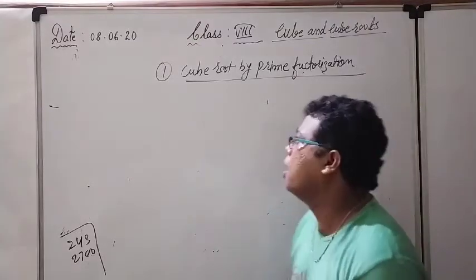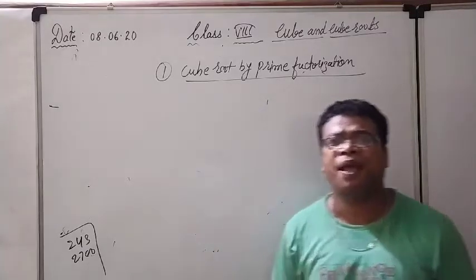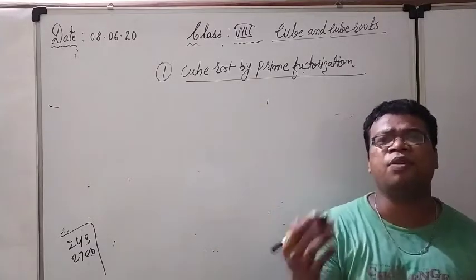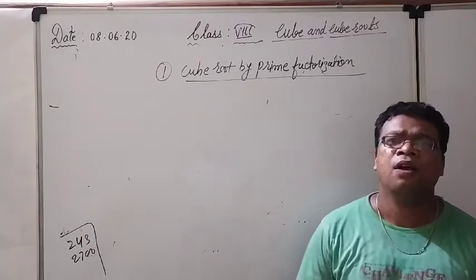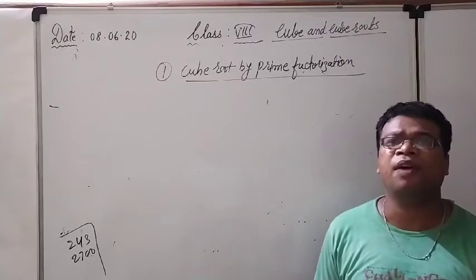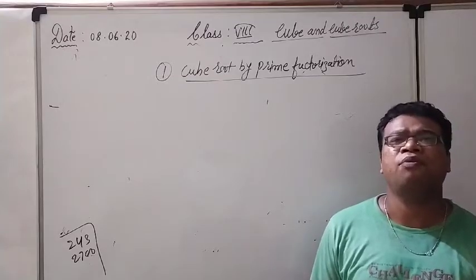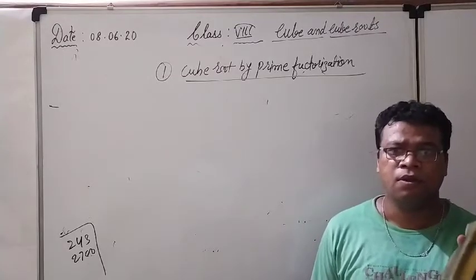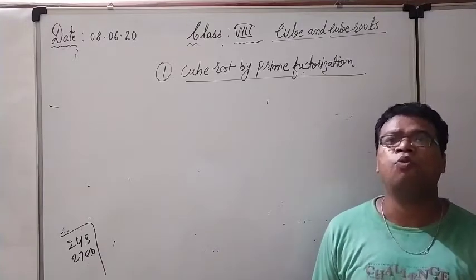See here. In the cube root by prime factorization method, it is very easy. Prime factorization method we were already doing from the 6th class, so we are going to be very much habitual of it. What is the difference here? Actually, first we have to get the prime factorization of that particular number, and after that we have to make the groups of 3. We have to make the group of triplet. Triplet means group of 3.